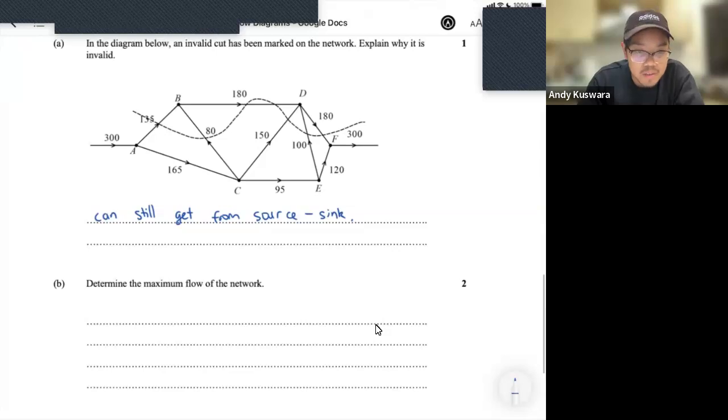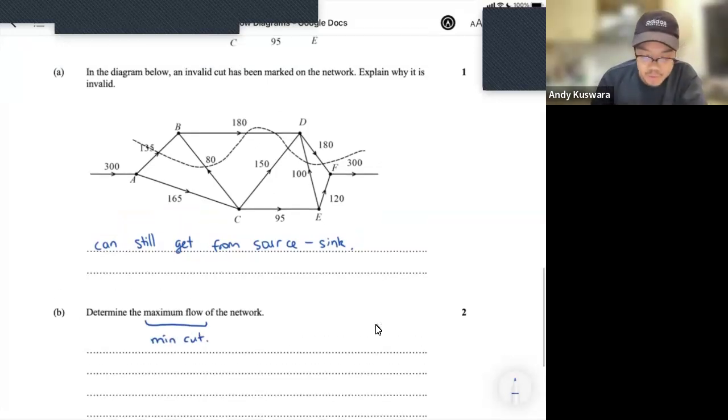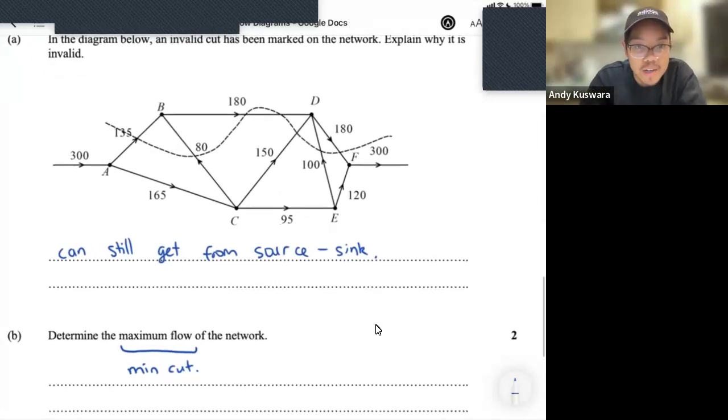The next part of the question says determine the max flow. Again, max flow is a fancy way of saying find the minimum cut. Looking at your diagram, I'm going to have to find where I need to cut through that will give me my shortest amount. A lot of the time, you're going to have to do a little bit of guess and check, so trial and error. Just be careful. Normally, if I cut, let's say that 165, I don't have to cut that 80, because once I've cut that 165, there's no way for me to continue on.